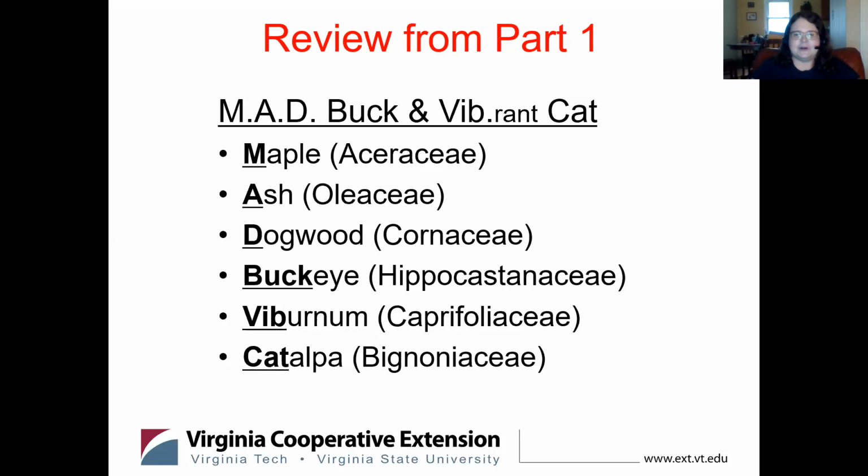And the cat part is catalpa. There are 2 native species to North America. They're both native to the east coast of the United States. There's a northern species, which is called northern catalpa, and then there's a southern catalpa. And here in Virginia, we are kind of in the transition zone between the 2 species.